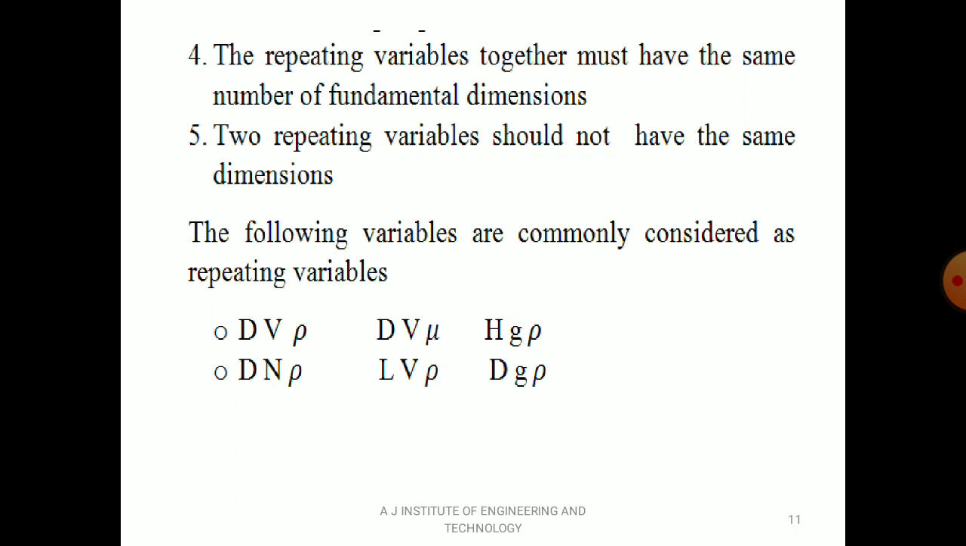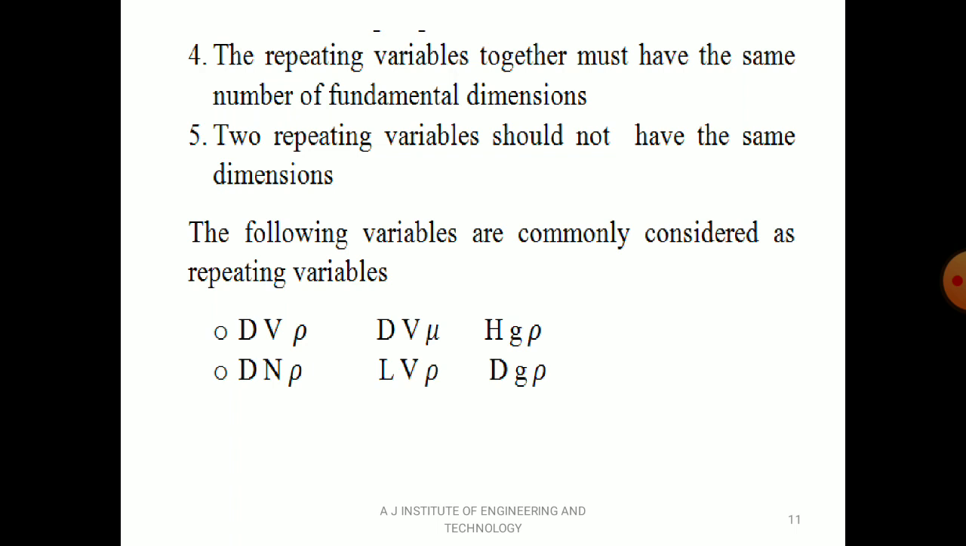And the fourth one: the geometric property is diameter, N, that is rpm, is the flow property, and rho is the fluid property. And the fifth one, L V rho: the geometric property is length, V is the flow property, and rho is the fluid property. And the sixth one: diameter as geometric property, g as flow property, and rho as density.